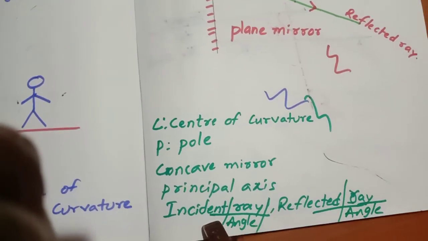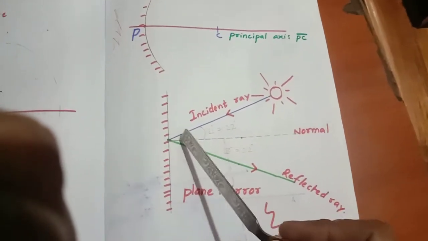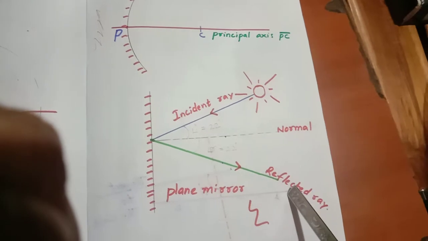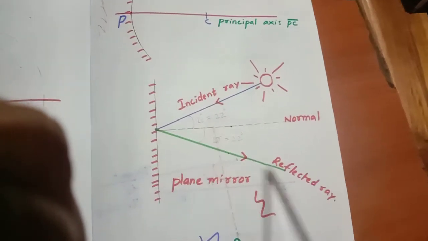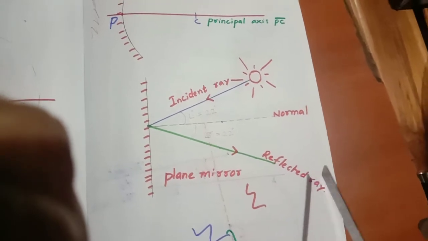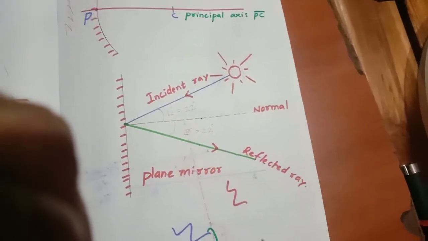principal axis, incident ray. Which is incident ray? The ray which is coming from the source of light is called incident ray, and the ray which is going far from the surface, going back towards the same surface or in the same direction, that is called a reflected ray.